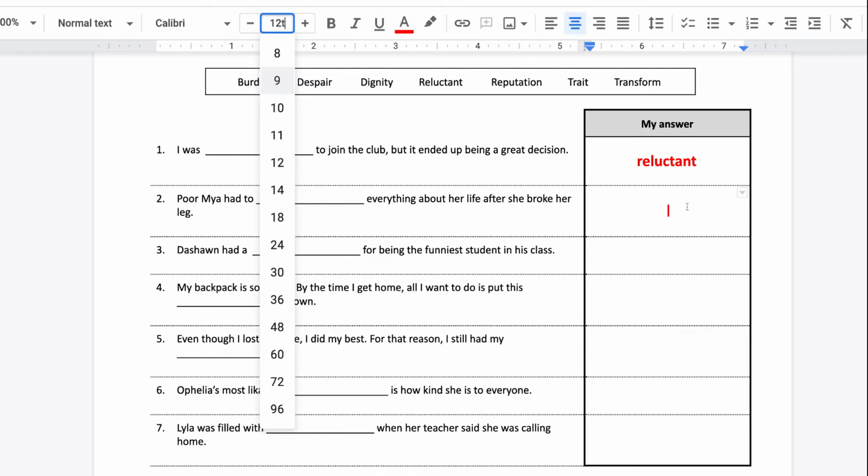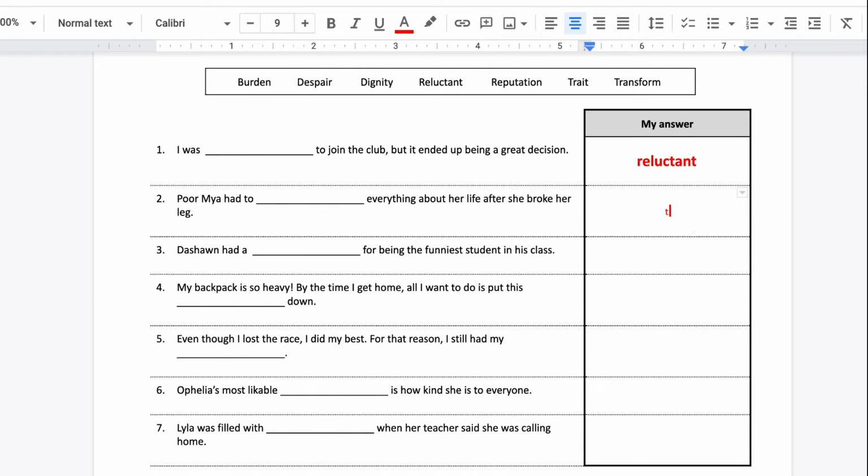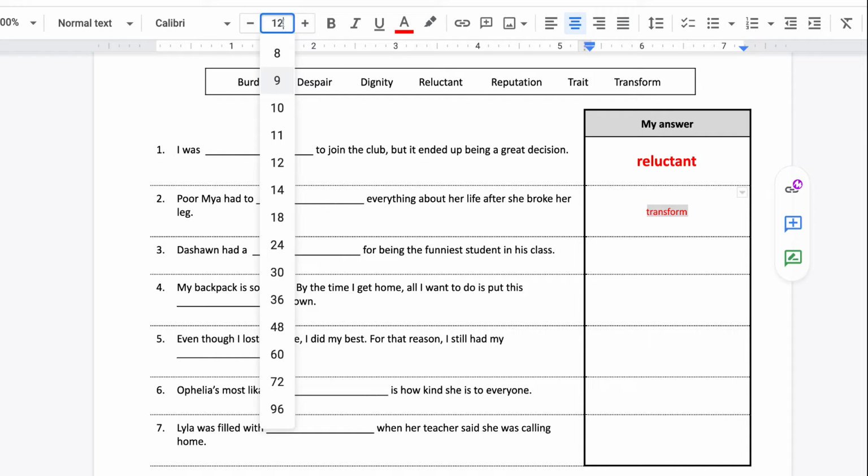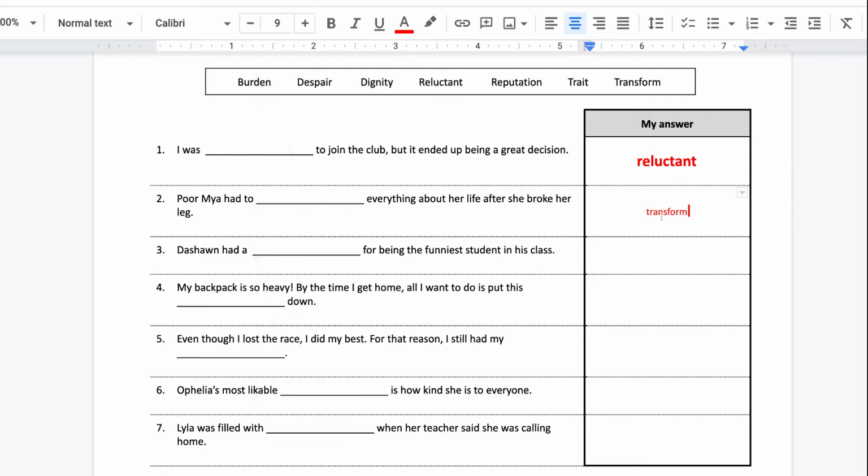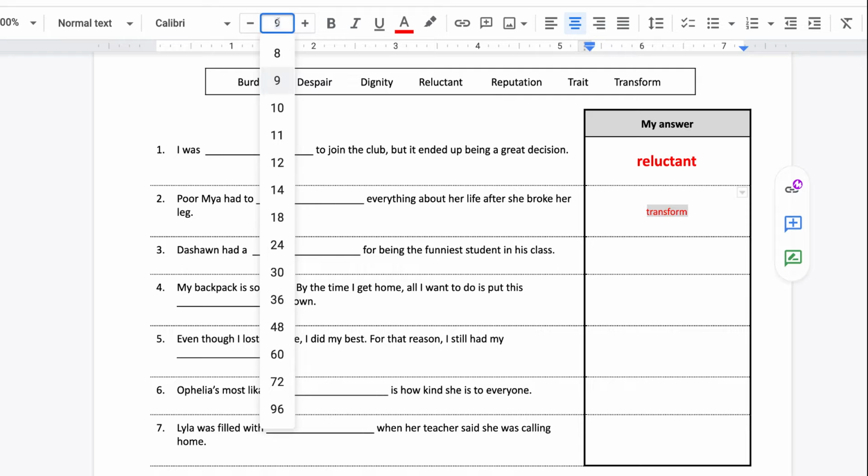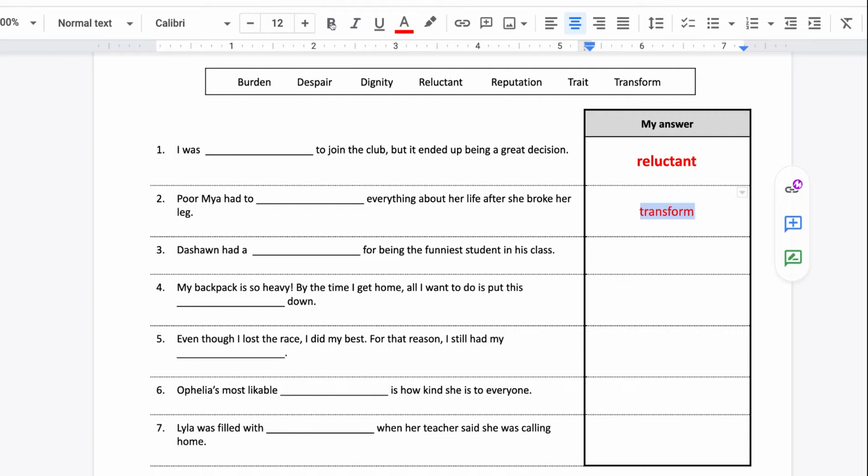Transform. It's TRANSFORM. Transform. And that is a verb. That is an action word. All right, number 3.